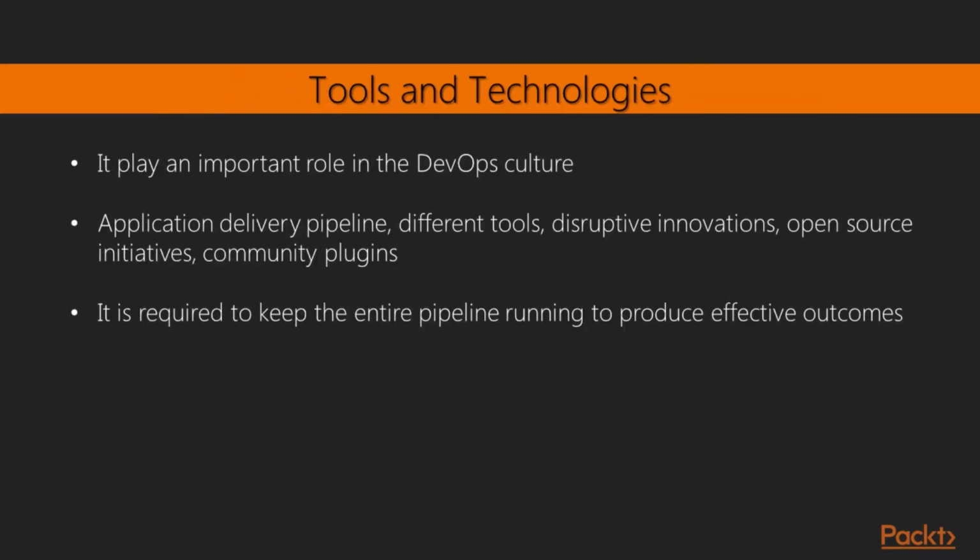Tools and technologies play an important role in the DevOps culture. However, it is not the only part that needs attention. For all parts of the application delivery pipeline, different tools, disruptive innovations, open source initiatives, community plugins, and so on are required to keep the entire pipeline running to produce effective outcomes.